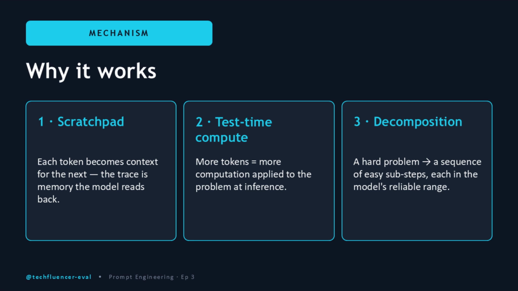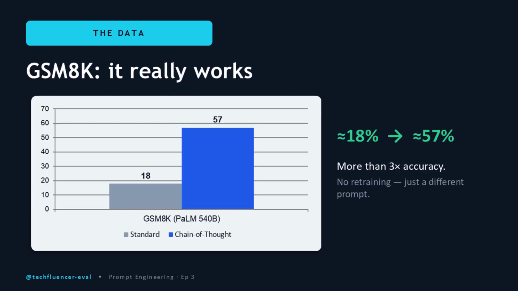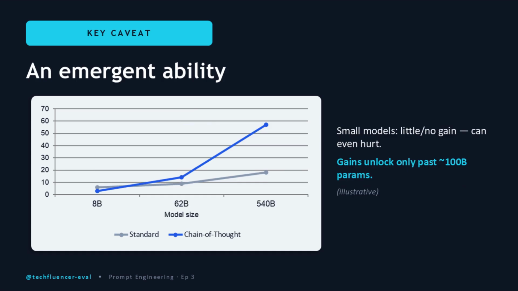And the data is dramatic. On GSM-8K, a benchmark of grade school math word problems, standard prompting on a 540 billion parameter model scored about 18%. With chain of thought, the same model jumped to roughly 57%, more than triple, with no retraining, just a different prompt. But here's a critical caveat.